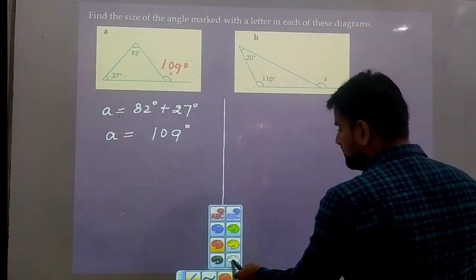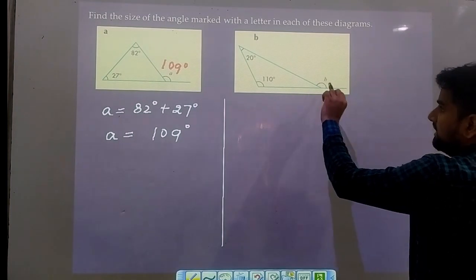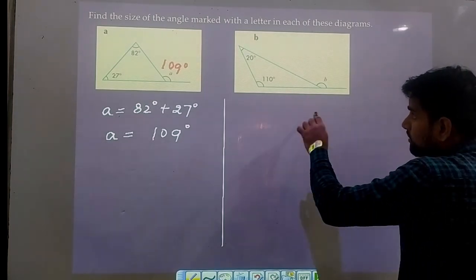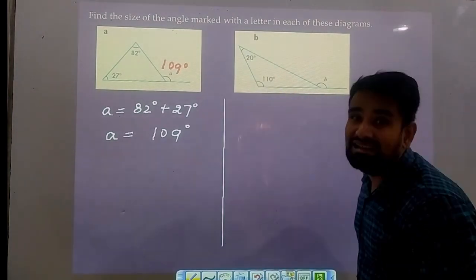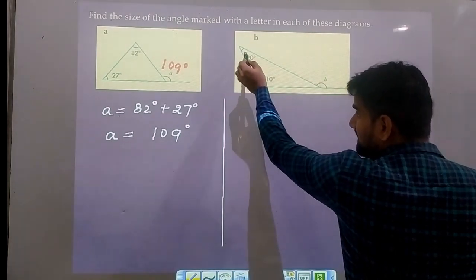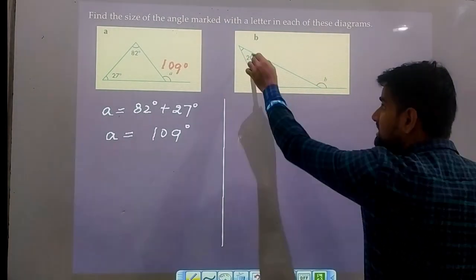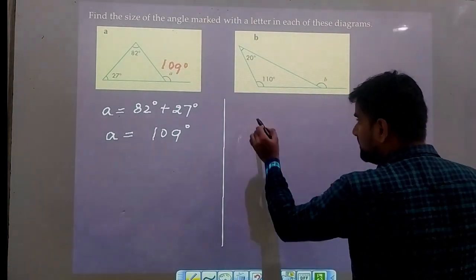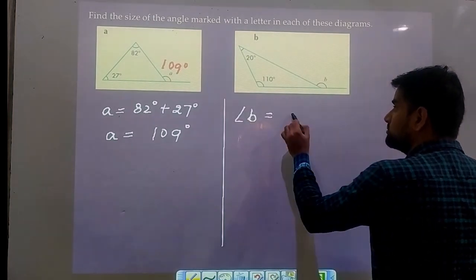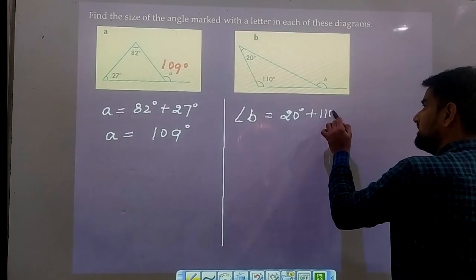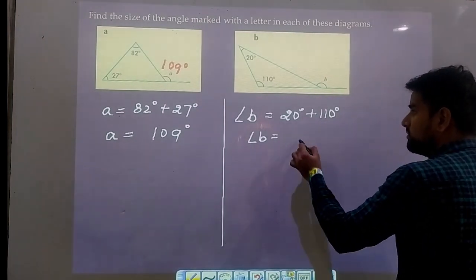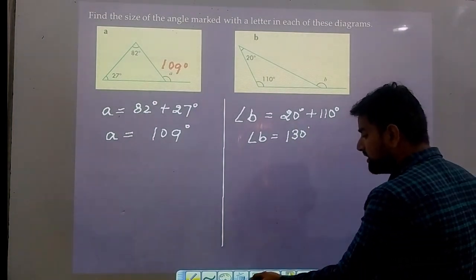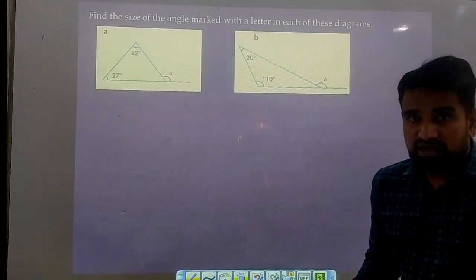In question number B, I can clearly see that this is again an external angle, and I already told you that the external angle of any triangle is always equal to the sum of the two opposite interior angles. These are the two opposite angles, and these are interior angles. So this angle B should be equal to 20 plus 110. So angle B is equal to 20 degrees plus 110 degrees, which is 130 degrees. We understood the basic concept of the exterior angles, right?